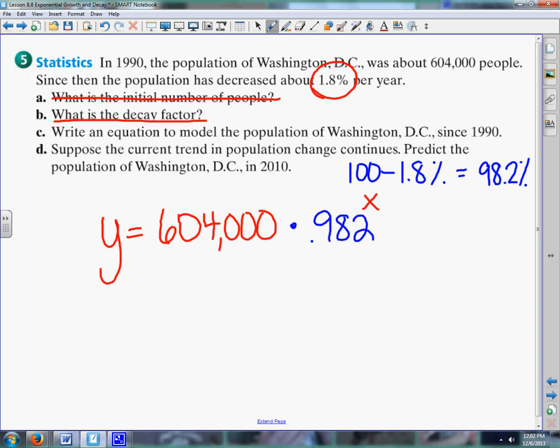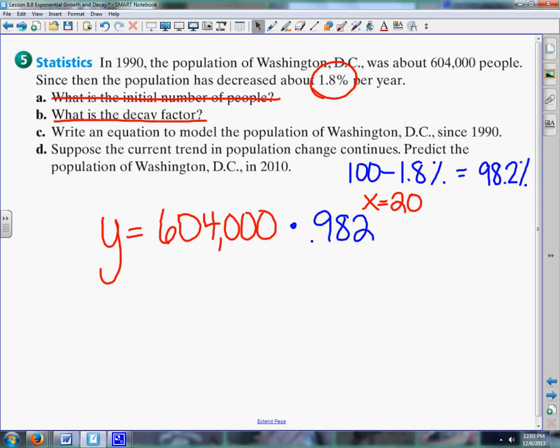And then it says, suppose the current trend continues. Predict the population of Washington, D.C. in 2010. So that was 1990, and then they want me to go to 2010. So this would be 20. So if I do this, I do 0.982 to the 20th power, and then times that by 604,000.